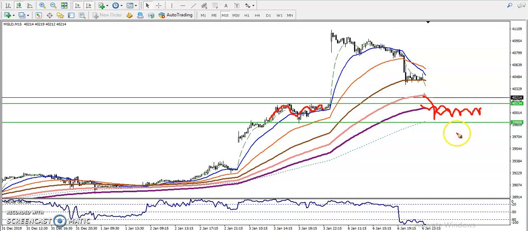So we are looking for a short below this range, at the level below 39,800, right? So you can say that is the range. If suppose we have seen some buy confirmation above this range, then we are looking for a buy. So that is the first buy opportunity.